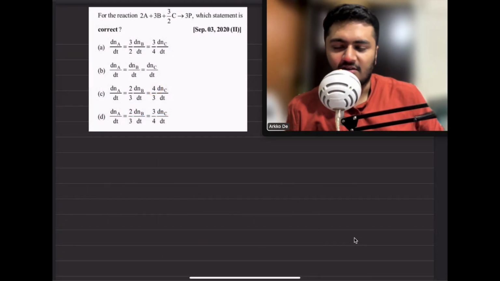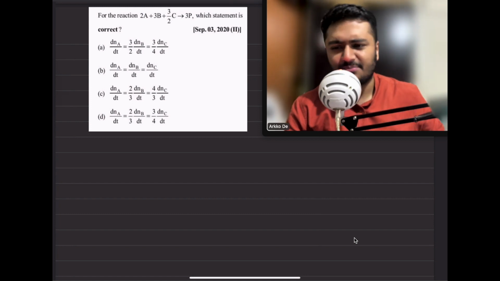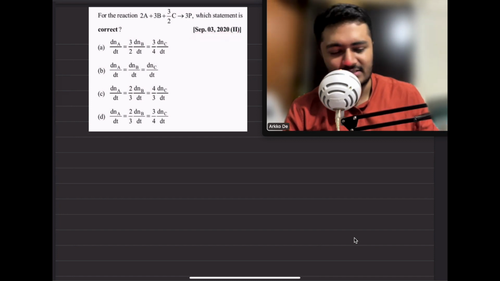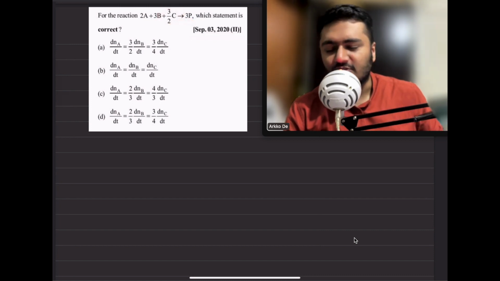Hi everyone, I hope I'm audible. We are doing chemical kinetics as of now, so let's look at the first question. This is a previous year question of September 3rd, 2020. For the reaction 2A plus 3B plus 3 by 2C gives 3P, there are three reactants A, B, and C, and they all combine to form product P. Which of the following statements is correct?